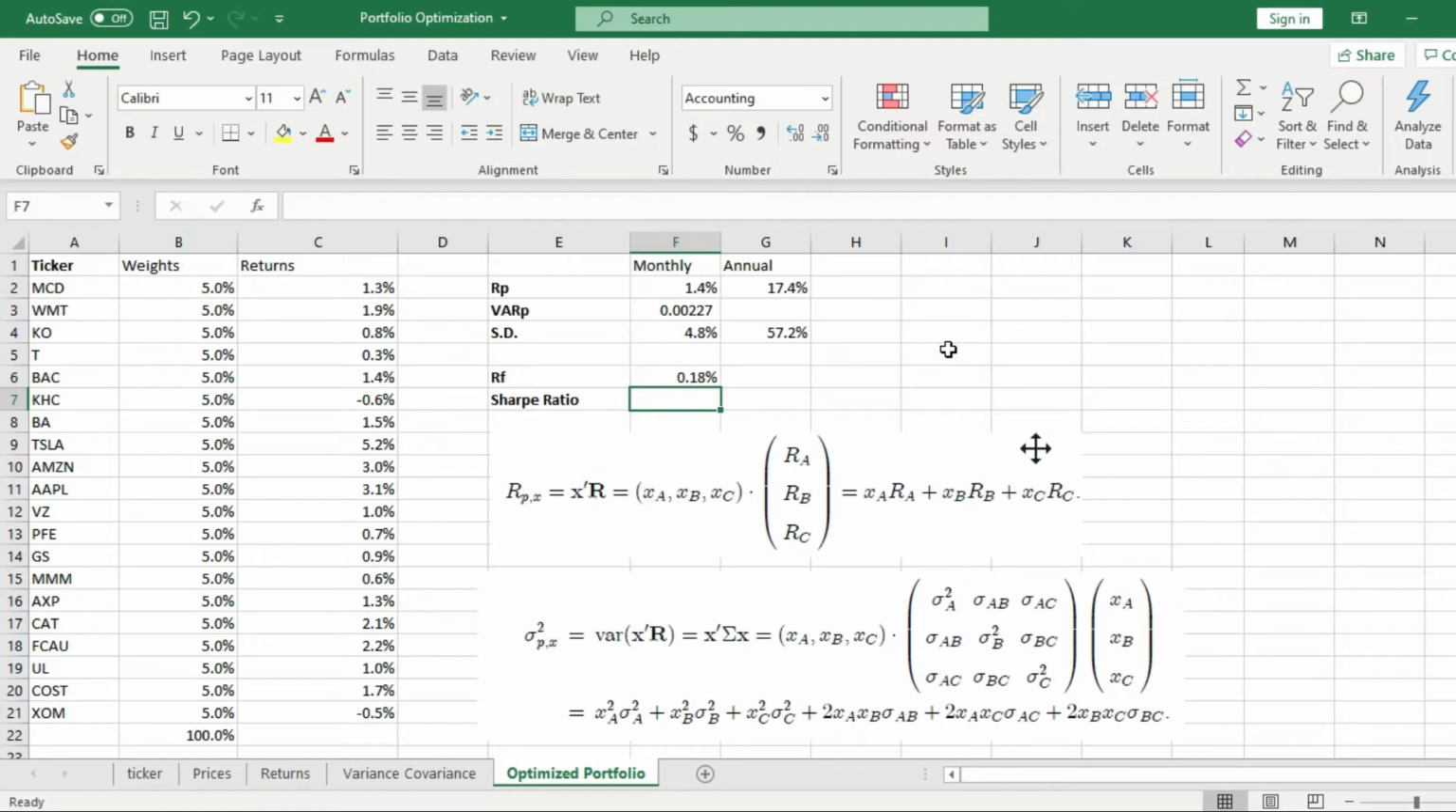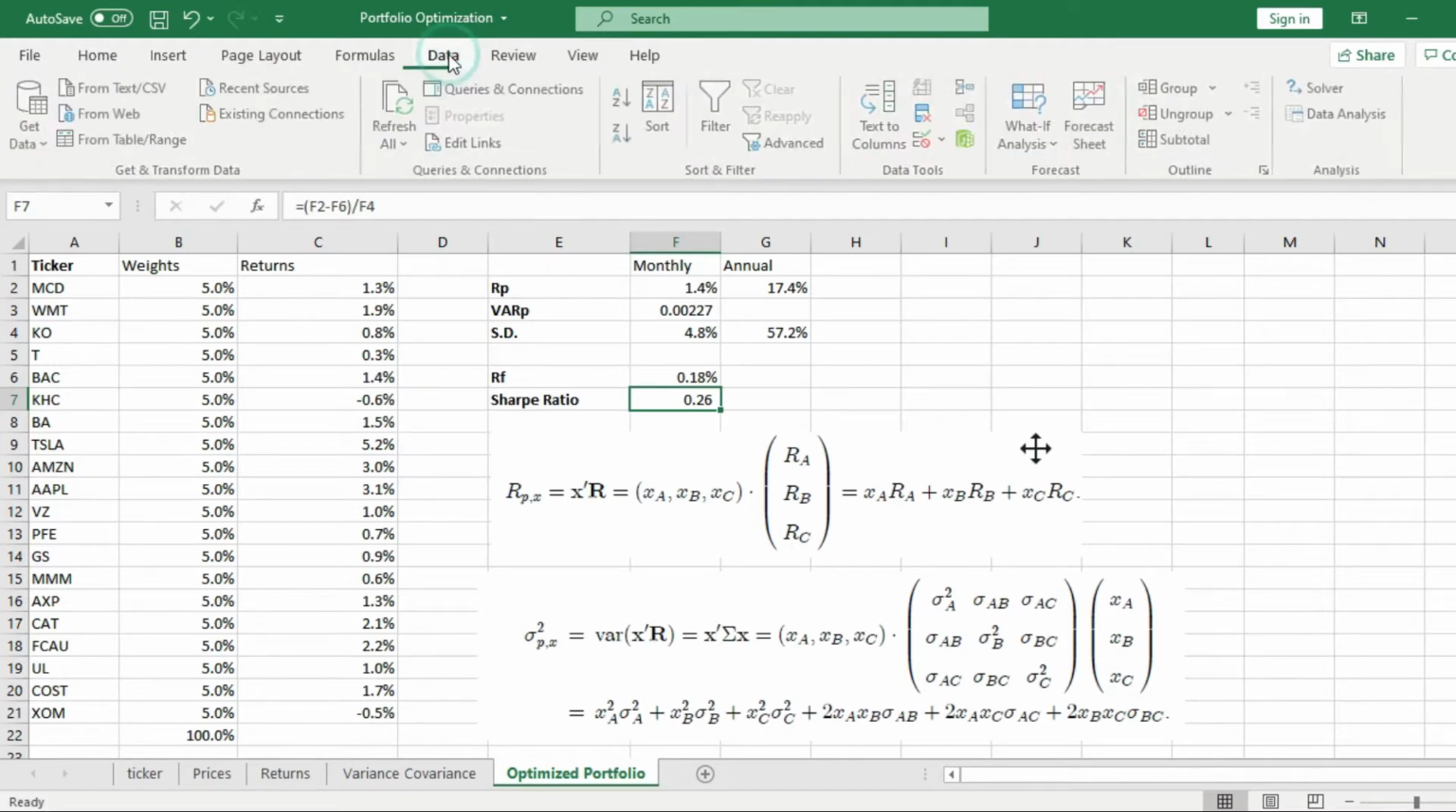As we can remember, the Sharpe ratio is equal to the return of the portfolio minus the risk-free rate, divided by the standard deviation. And we have a Sharpe ratio of 0.26 for the equal weights portfolio. But now we are going to maximize this Sharpe ratio in order to get the optimal portfolio. So we are going to use Solver.